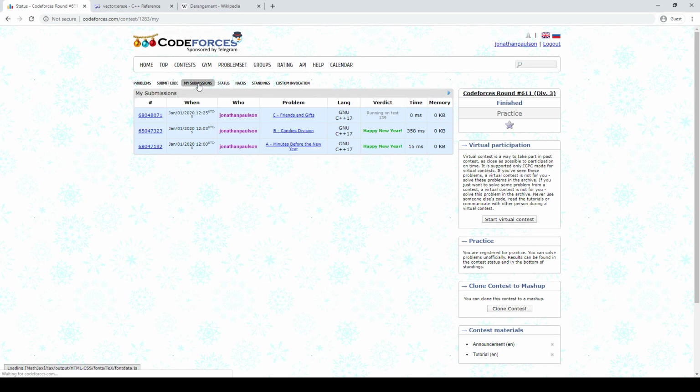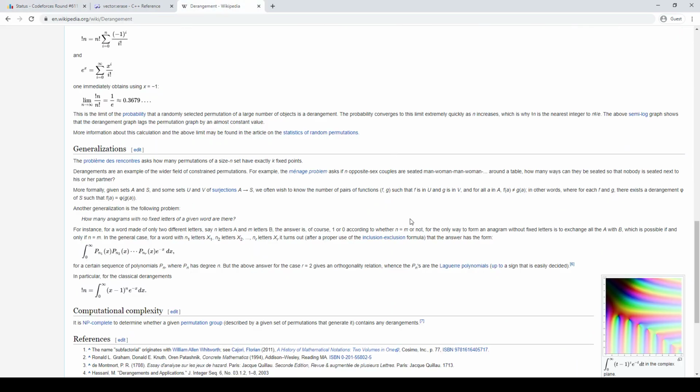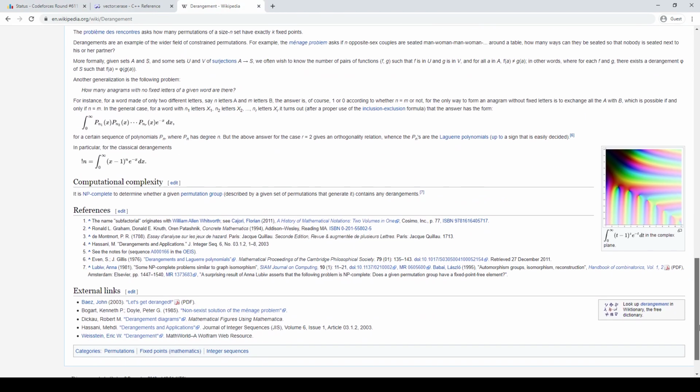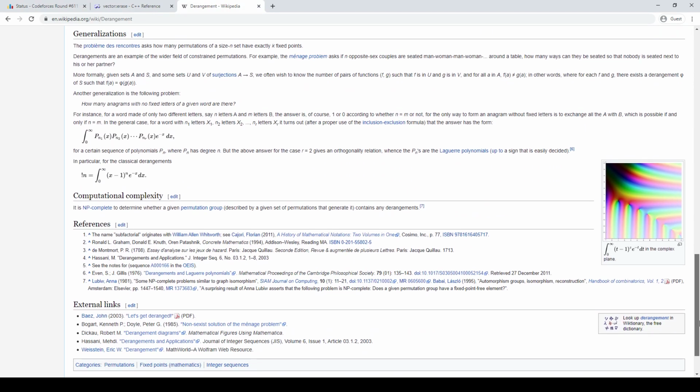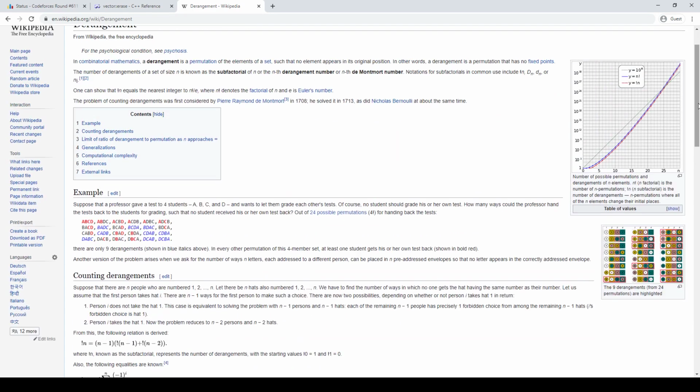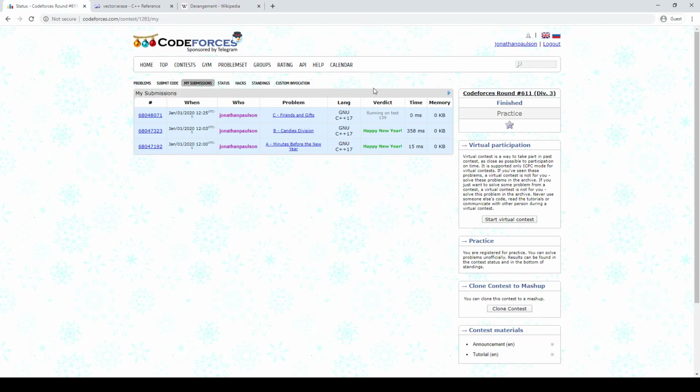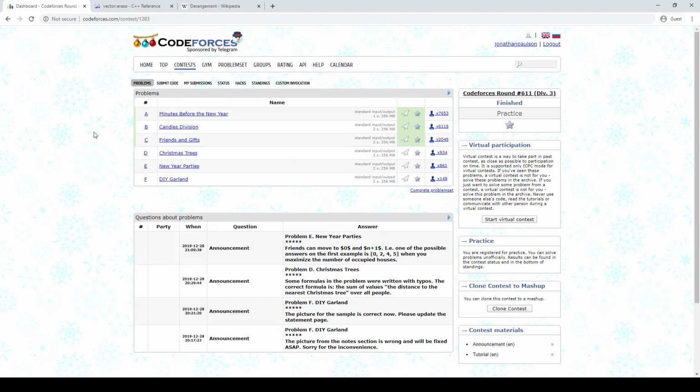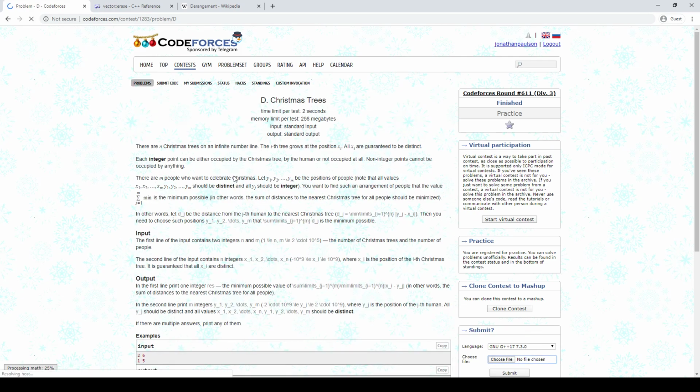And still running. 139 test cases. That's a lot. I guess that makes sense that there would be a lot. Okay, so that was correct. So yeah, interesting problem. Let's move on to problem D.